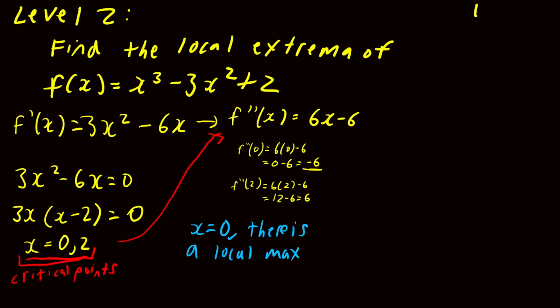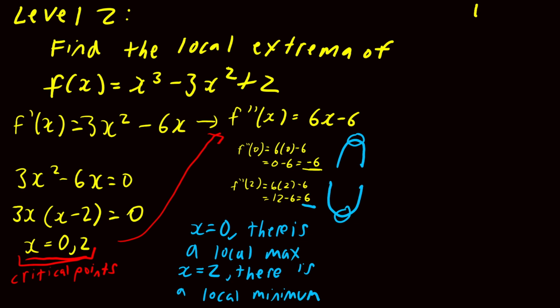Our brain kind of correlates negative with down. So concave down, you just draw it like that, and you see, oh, there's a maximum. Now, on the other hand, at x equals 2, since it's positive, there is a local minimum. Why? Because positive correlates with up, concave up, and we see, oh, there is our local minimum. So boom, this is our answer.